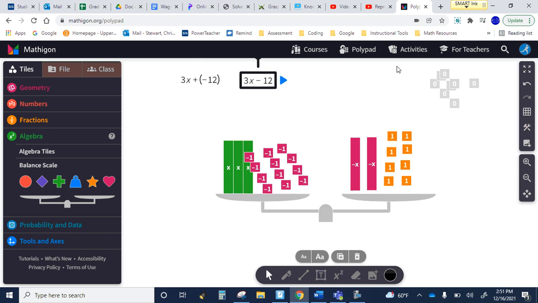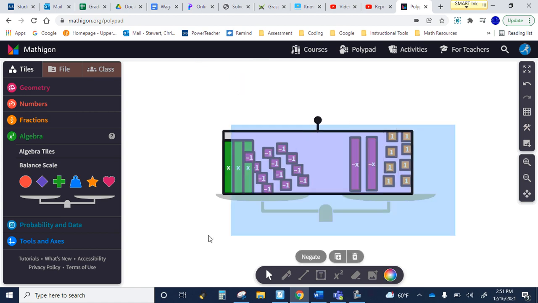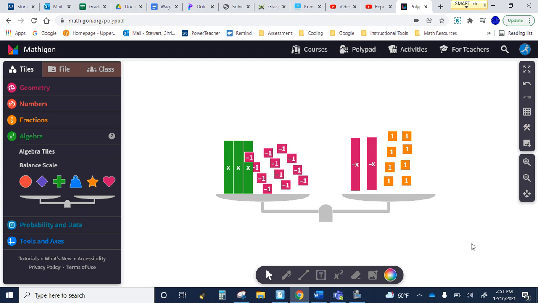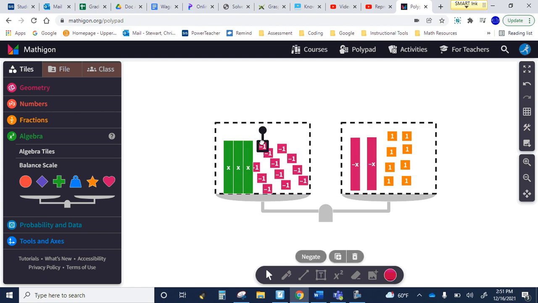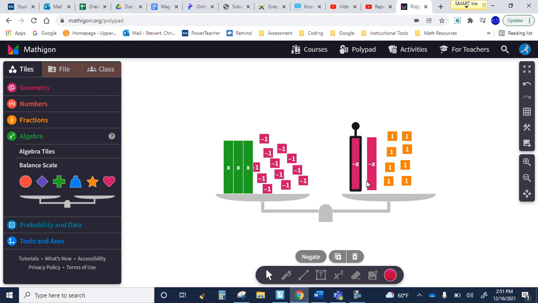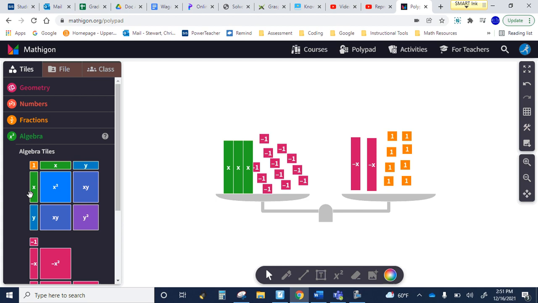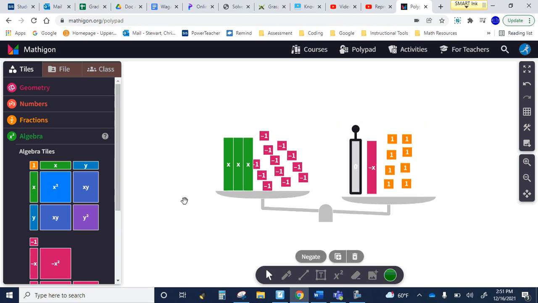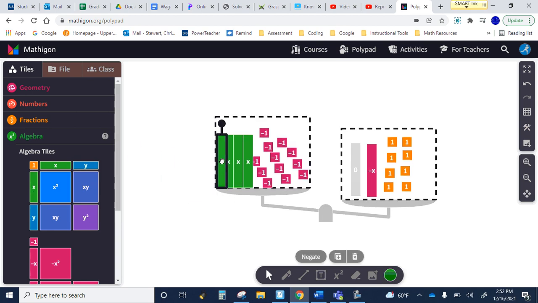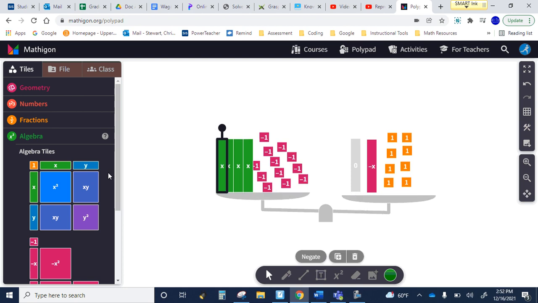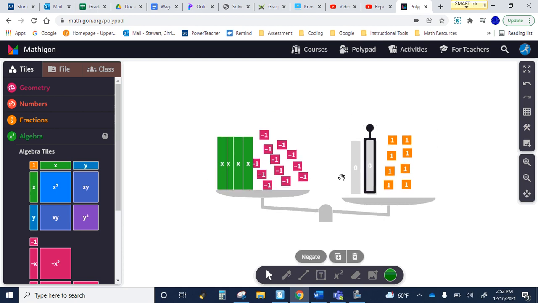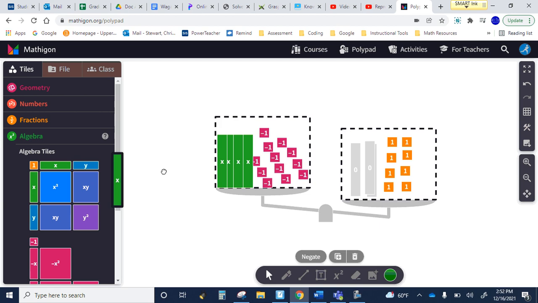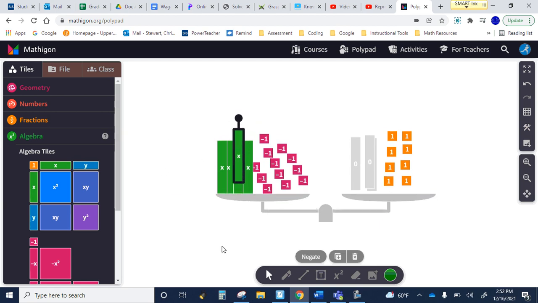So I'm going to clear this whole space out. Let's just make this nice and tidy. Great thing about PolyPad is you can do this very quickly, moving all this stuff around. So let's see what we can do here. These two negative x tiles, why don't we create zero pairs out of those so that we can end up bringing all of these x tiles to the left-hand side of our equation. There, that keeps it balanced.